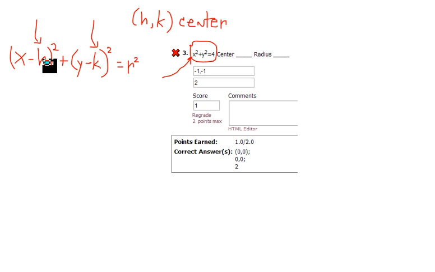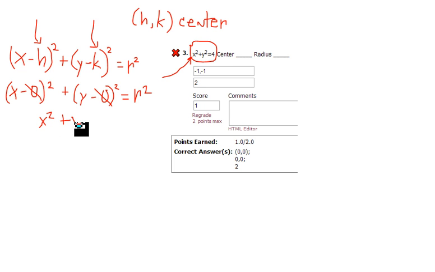So what that tells me is that if I put a 0 in for h, this becomes x minus 0 squared. And if I put a 0 for k, then I end up with y minus 0 squared, and that's equal to r squared, or the radius squared. Well, anything minus 0 is just that same number. So if we drop the 0 here and drop the 0 here, we're going to end up with x squared plus y squared equals r squared.